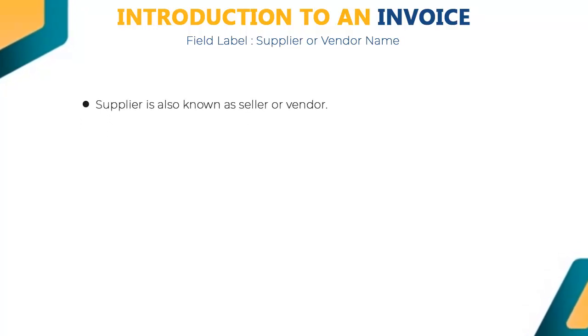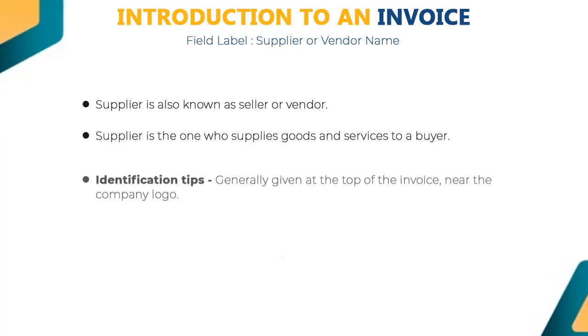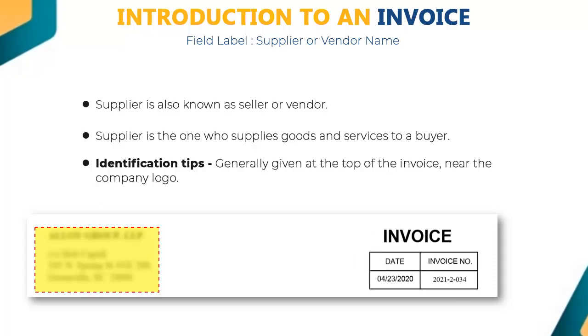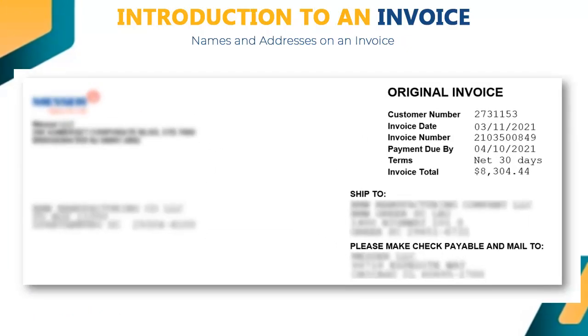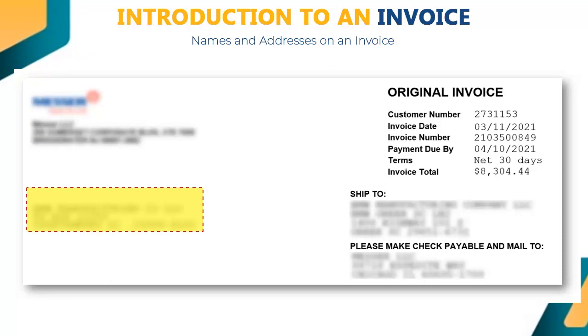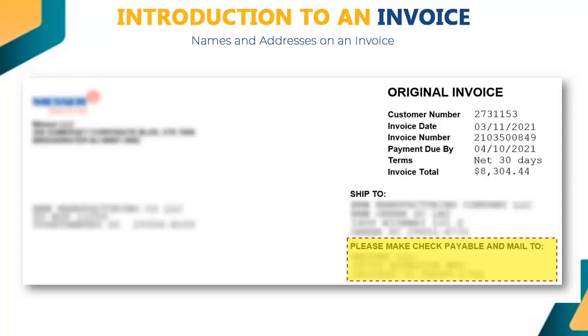Supplier is also known as seller or vendor. Supplier is the one who supplies goods and services to a buyer. Identification tips: generally appears at the top of the invoice, near the company logo. In this image we see 4 sets of names and addresses: supplier name and address, buyer or bill to name and address, delivery or ship to name and address, remit to or check payable to name and address.